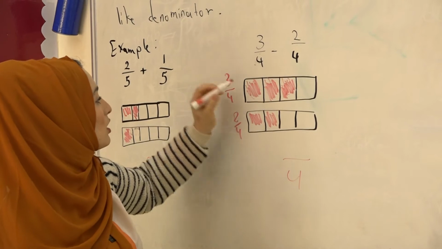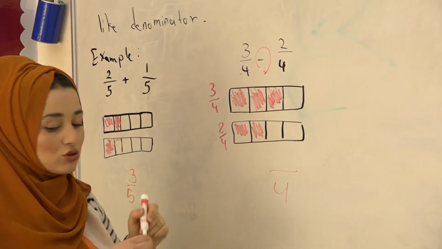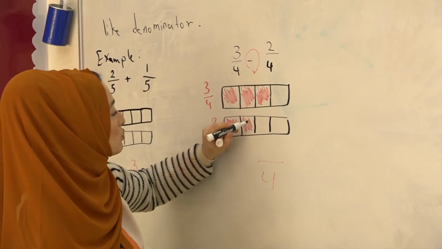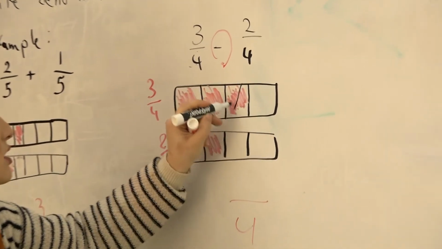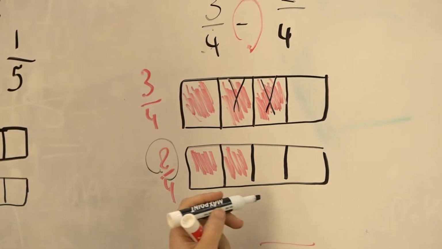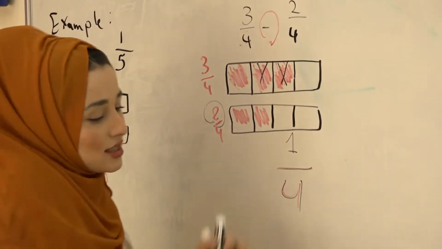Now we need to look at the subtraction. At that time we need to remove 2 cells from this one. For example, this one is 2, so we remove these 2 cells. How many stay? 1. So the answer is 1 over 4. This is the easiest one.